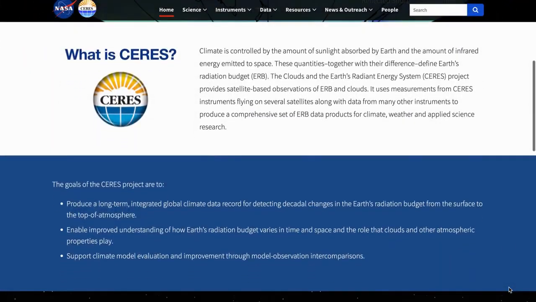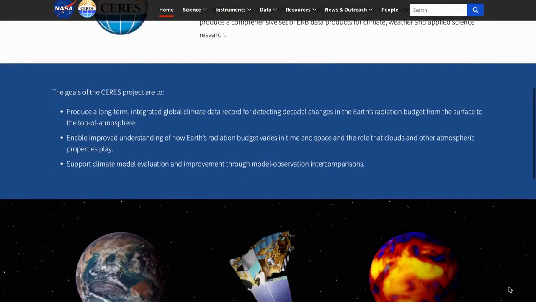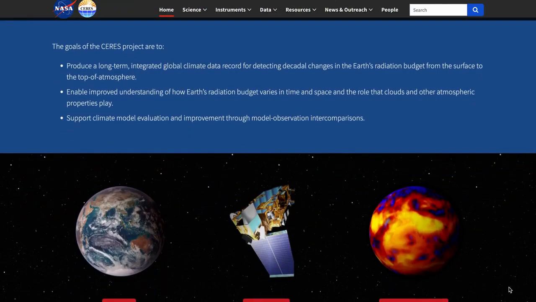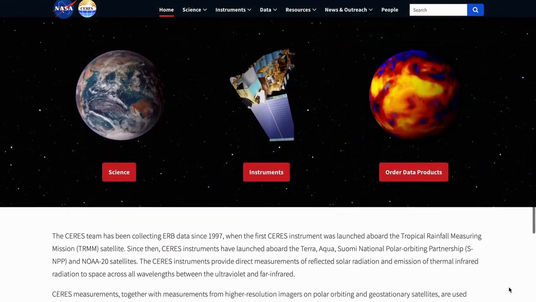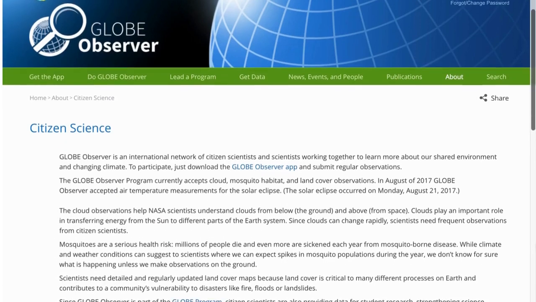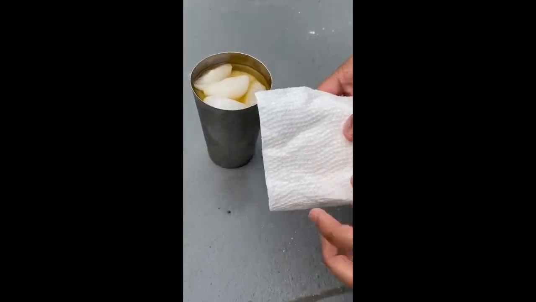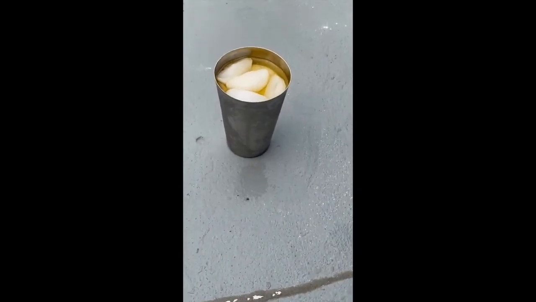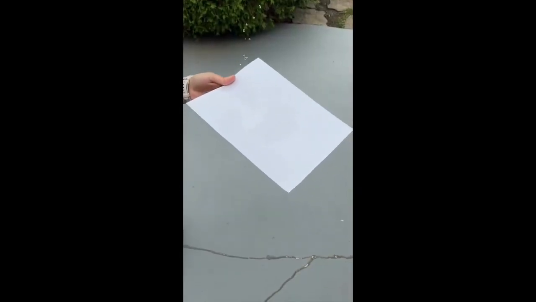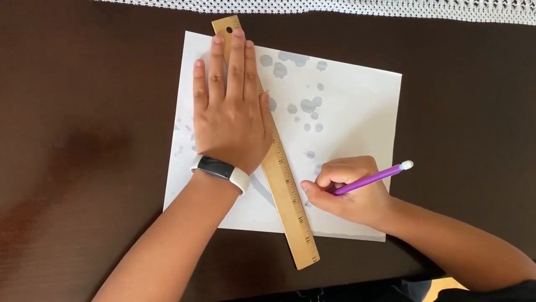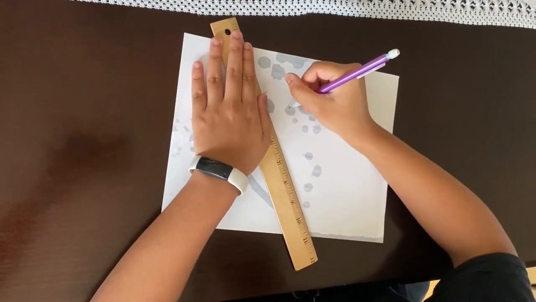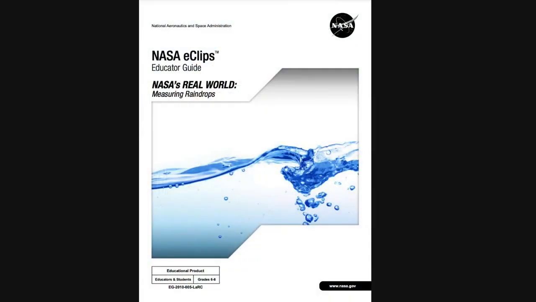To study how clouds may affect the Earth's climate, scientists use data from the Cloud in the Earth's Radiant Energy System project. Students can get involved in a citizen science project with NASA's GLOBE program. Learners will apply their knowledge of the water cycle and understand through first-hand experimentation why multiple sources of data are necessary to study Earth systems. Find out more in the NASA's Real World, Measuring Raindrops Educator Guide.